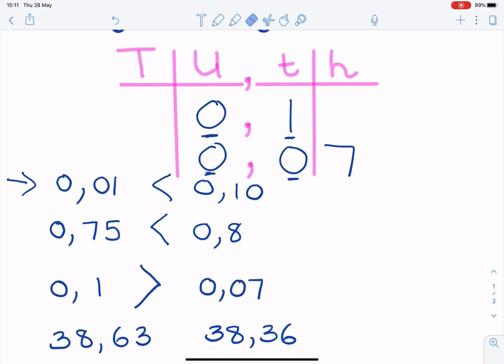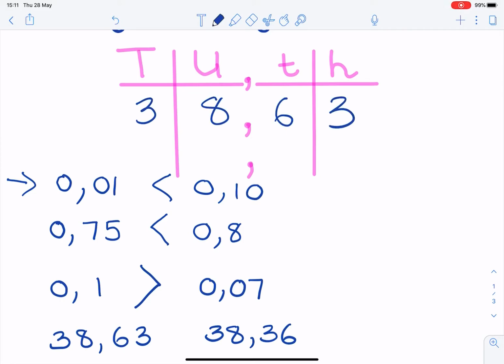And one last one in our columns. 38,63 and 38,36. In the tens column, both are 3s. In the units column, both are 8s. In the tenths column, 6 is greater than 3. So 38,63 is greater than 38,36.